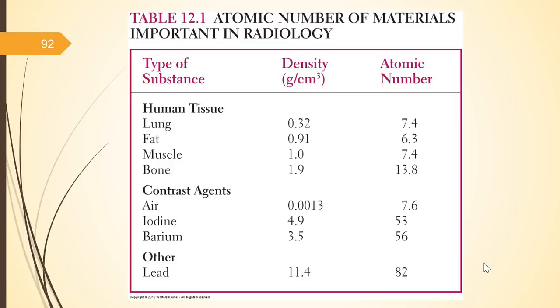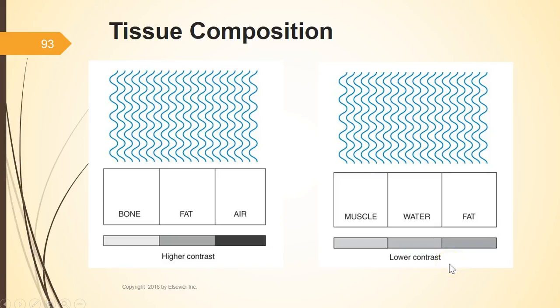This is another chart that is not in your book, but I think it's very important for you to know. When you talk about atomic numbers, lung, fat, and muscle are different, and then look at your bone, much different. And you can have contrast agents in that body also that you need to account for. So air is low, but iodine and barium, and then if there is lead. So, all of these different things you have to take into consideration.